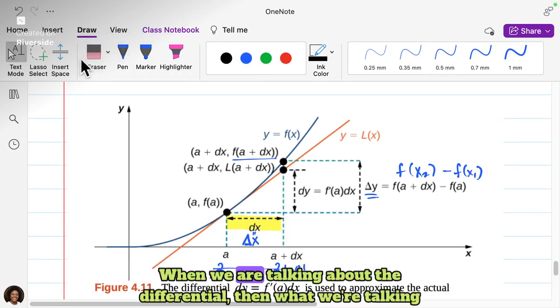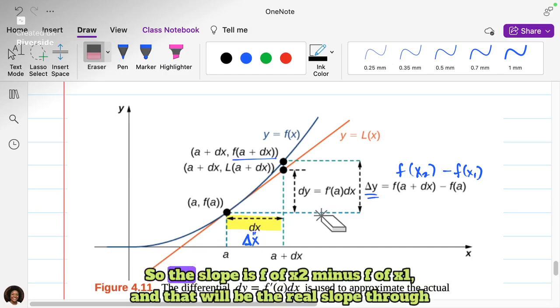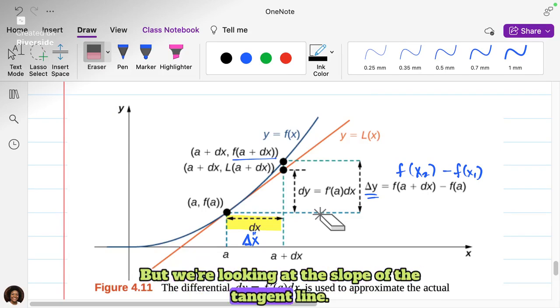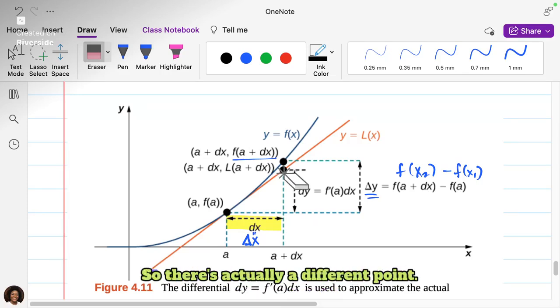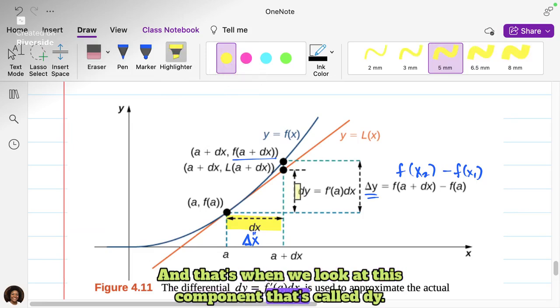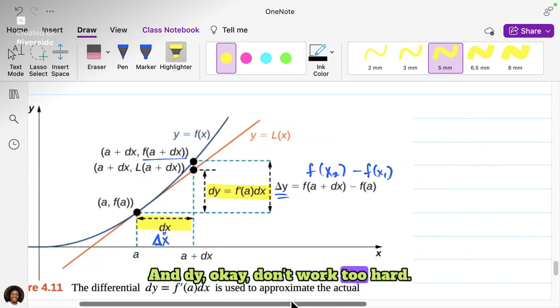When we are talking about the differential, then what we're talking about is how that true change is related to the slope. So the slope is F of x2 minus F of x1, and that will be the real slope through the 2 points. But we're looking at the slope of the tangent line, and remember the tangent line is a little different. So there's actually a different point, and that's when we look at this component that's called dy.